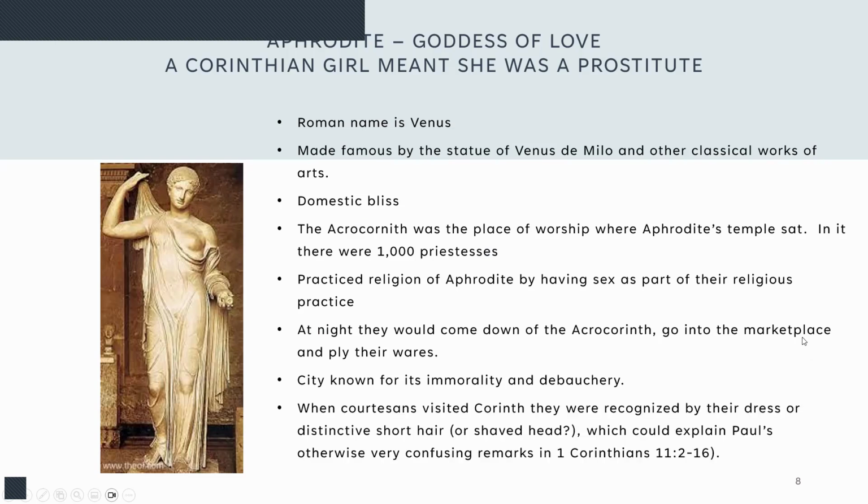When courtesans visited Corinth, they were recognized by their dress or their distinctive short or shaved hair, which could explain Paul's otherwise very confusing remarks in 1 Corinthians 11:2 through 16.